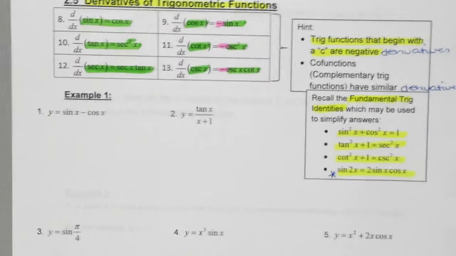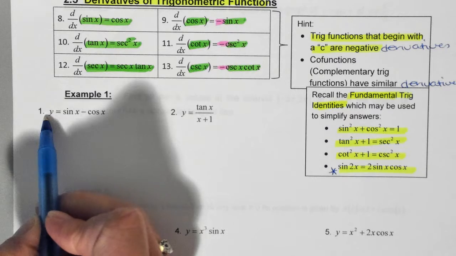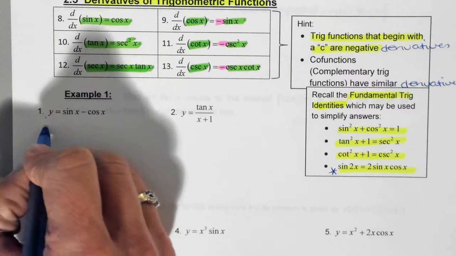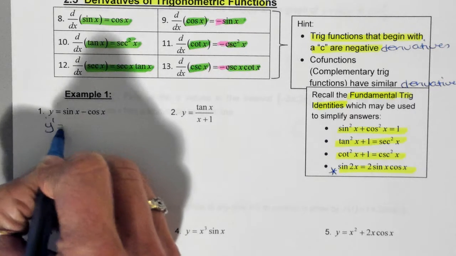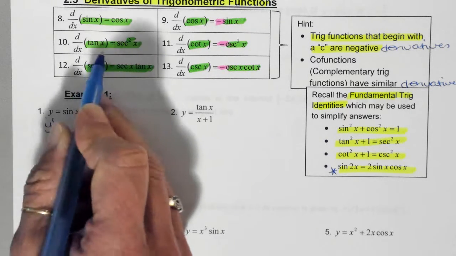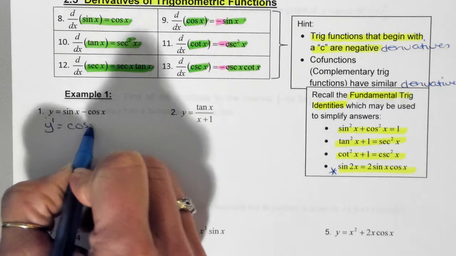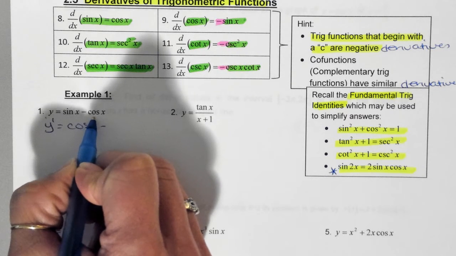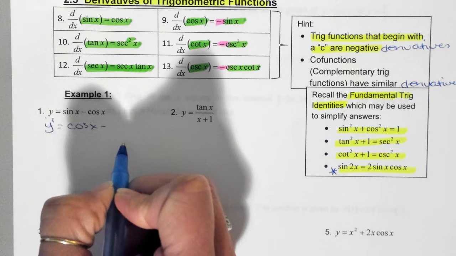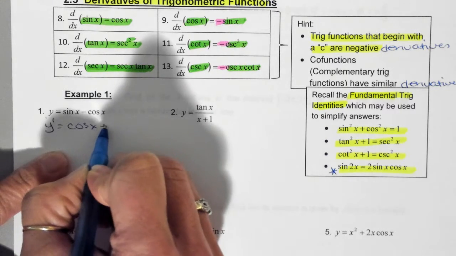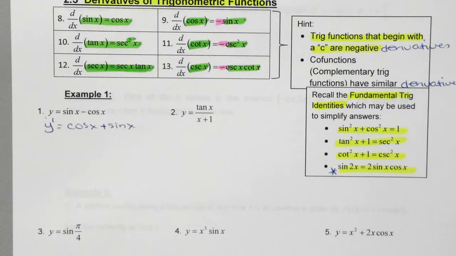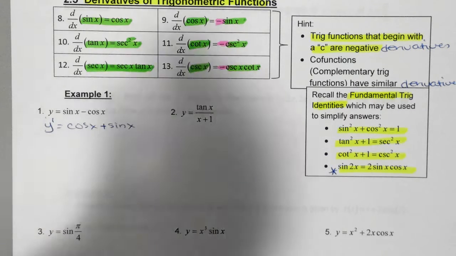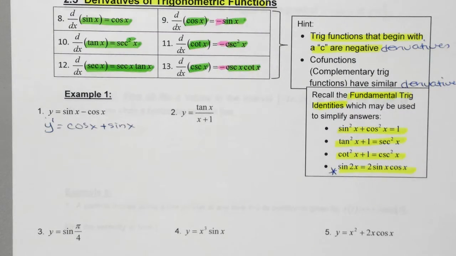So let's take a couple basic ones here. If we're taking the derivative of example number 1, it says y is equal to sine of x minus the cosine. So y prime is equal to, what's the derivative of sine? It is the cosine. Minus the derivative of cosine, so this becomes plus sine of x. It's pretty basic, right? You're just taking the derivative. Now, I don't expect you to know all of these right this second, but we need to know them, especially by next Tuesday.